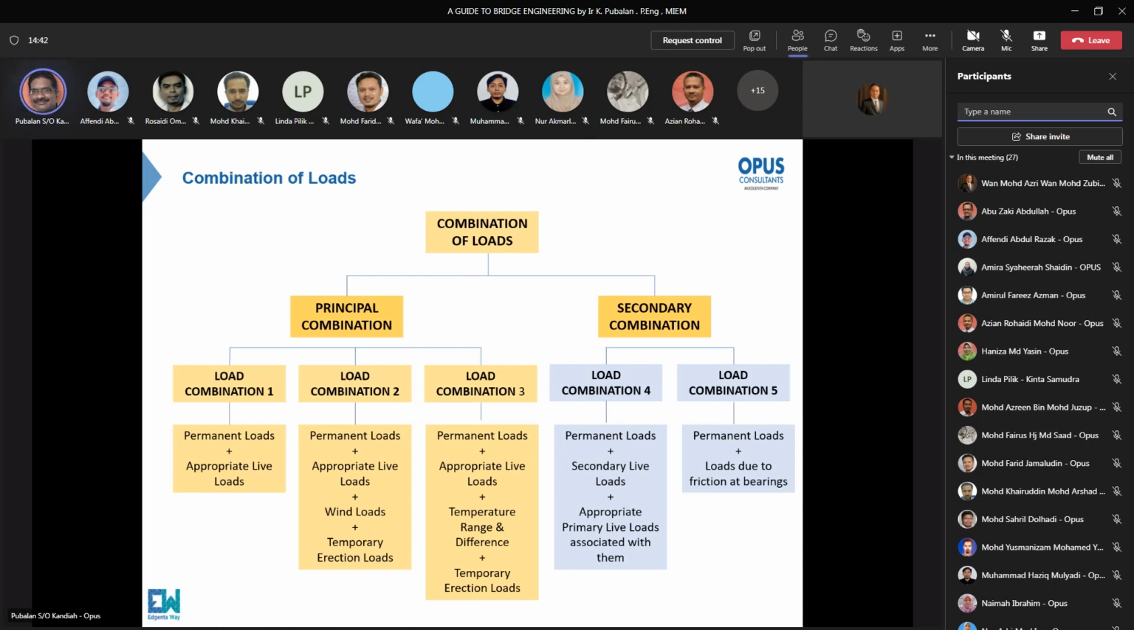Load combination 4, you have permanent loads, you have secondary live loads, okay, and you have some live loads. It is basically a combination of live loads. Secondary live loads is loads like knife edge load. We will look into it later. What is secondary live loads? Primary live loads is your HA, HB.